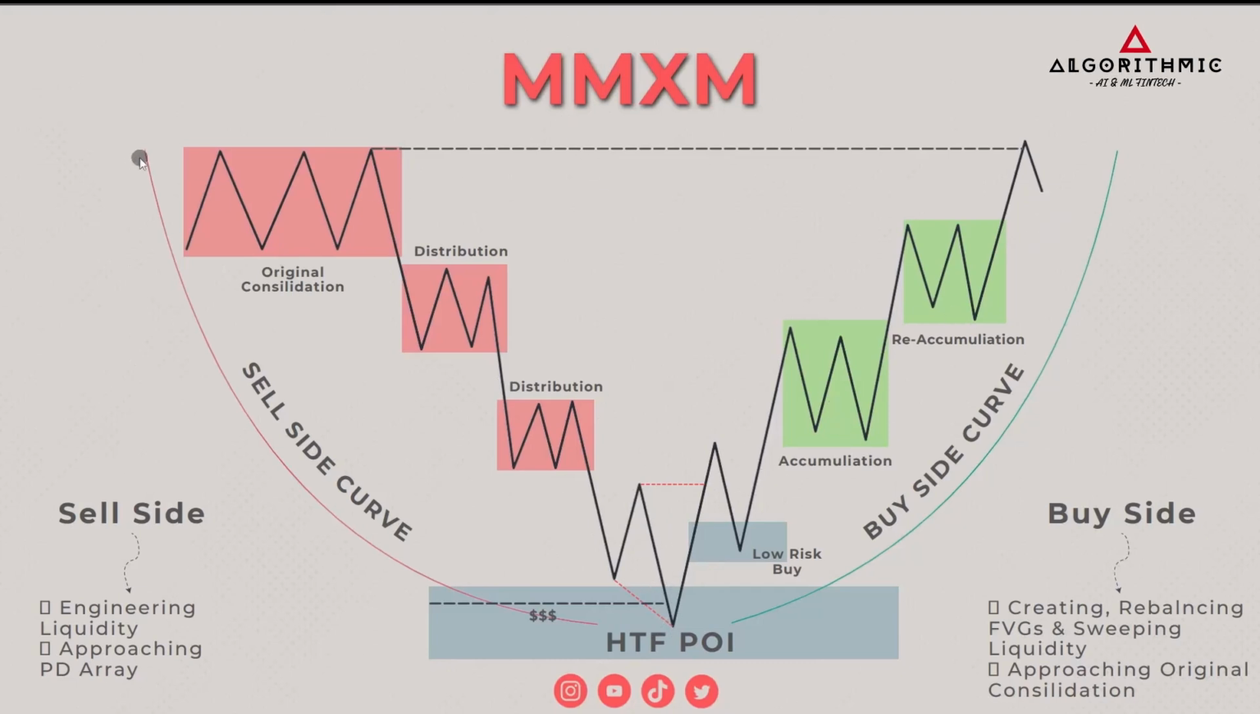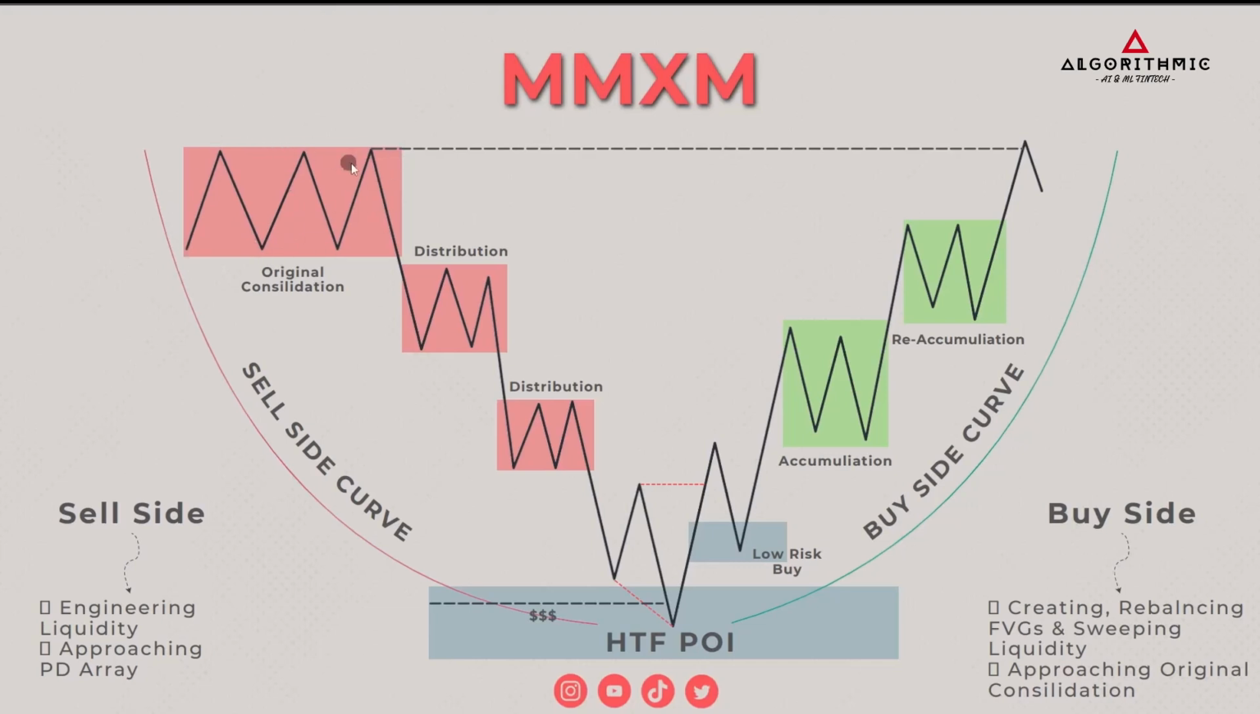Market makers buy model consists of two curves, the sell side curve and the buy side curve. Each curve has different stages, so each market makers model consists of some phases. One of those is the original consolidation, which you should be aware of. The first thing we need to identify in a market maker model is the original consolidation, and we'll go into details on how to identify it.